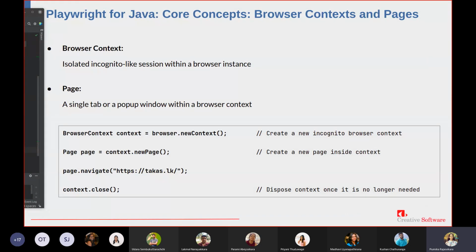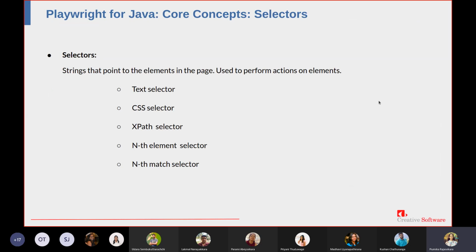Now let's look at some selectors. Selectors are strings which point to the elements of a web page. They are used to perform actions on the elements of the web page, actions such as click action, fill action, and so on. There are text selectors, CSS selectors, XPath selectors, and many more selectors used in Playwright.